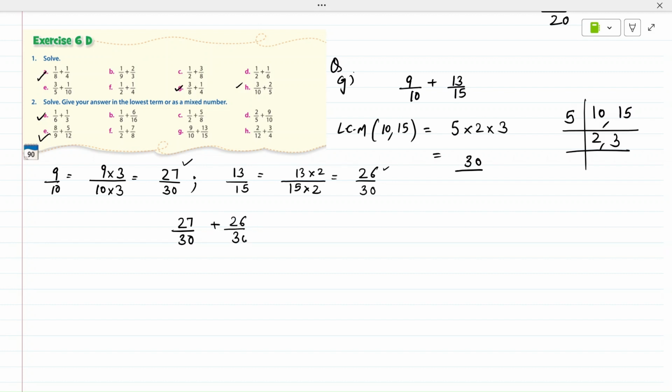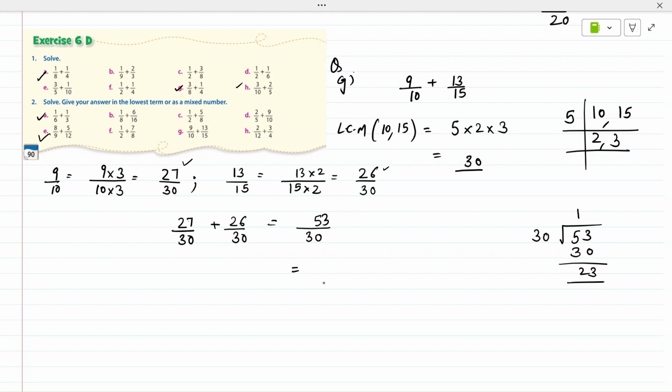Let us add these two fractions now. When we are adding, this is 7 plus 6, 13, 3, 2 plus 2, 4 plus 1, 5, 3. 53 by 30 is the sum of these two fractions, and 53 and 30 do not have any common factors. So that means we have to divide them. So let us divide. 30 into 2 is 60, so we will take 30 into 1. We'll get 3 here and 23 here.